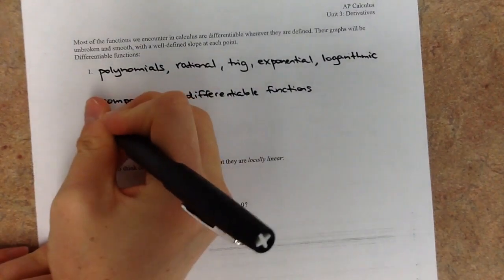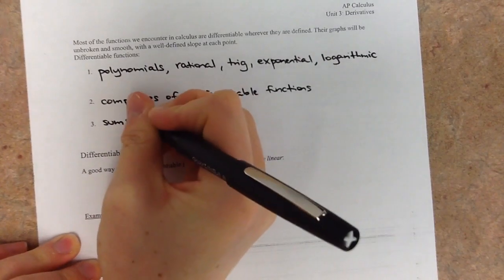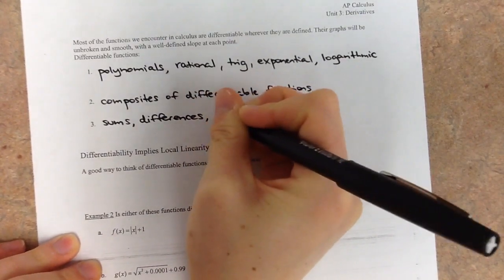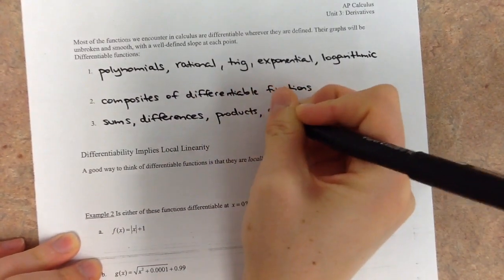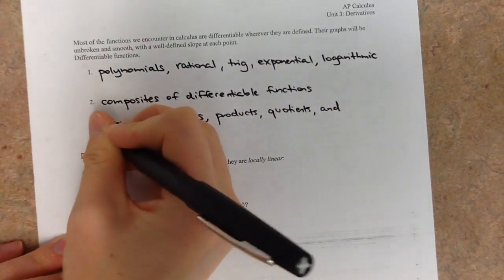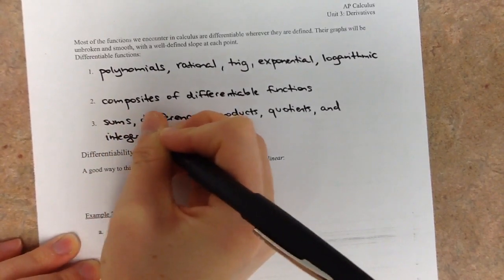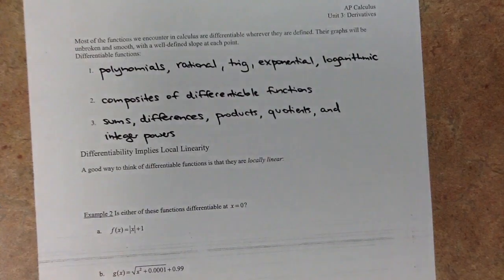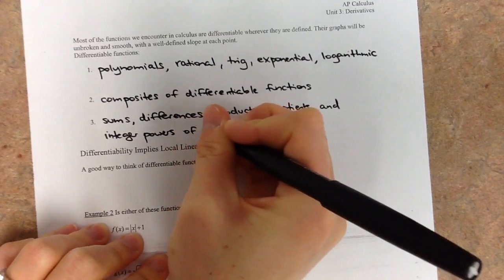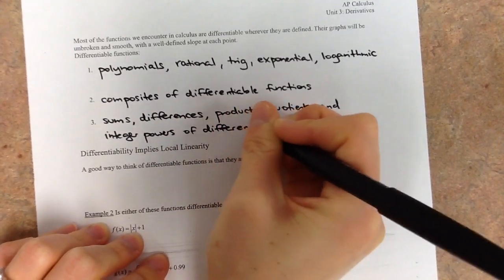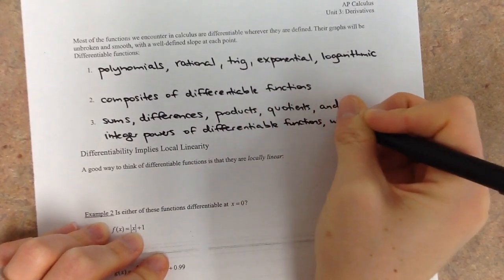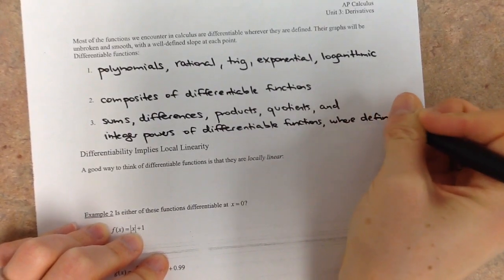And third, sums, differences, products, quotients, and integer powers. So only a function raised to the second, the third, whatever. It can't be raised to a fraction power because that would be a radical. And of course we add in this little note that says where defined.